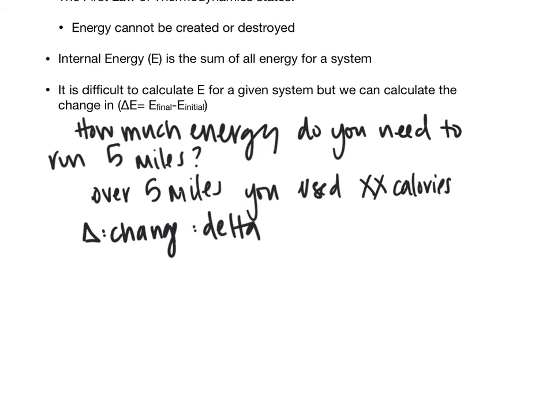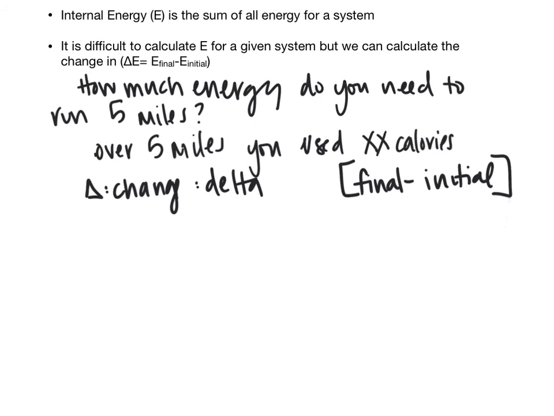So the calories burned would have been the calories spent over time, which is the final minus initial. So anytime we see this delta symbol, we know that it's going to be final minus initial. So it turns out that we can calculate the change in energy. It's just going to be the final minus the initial.